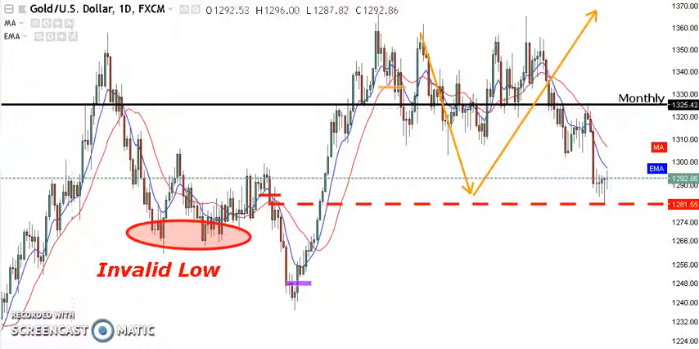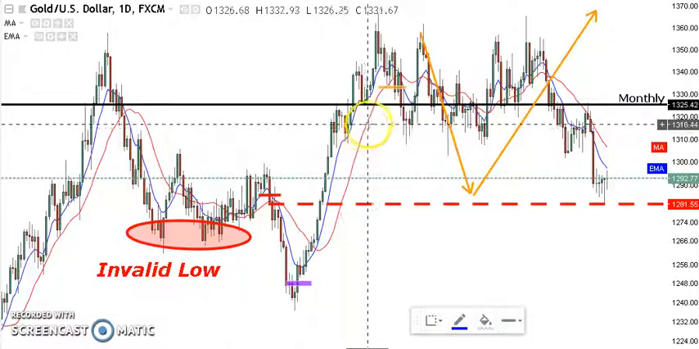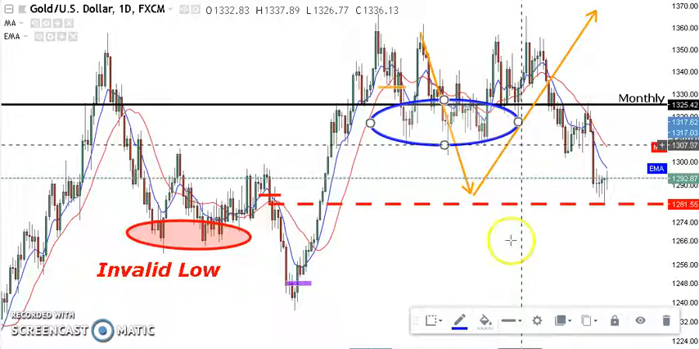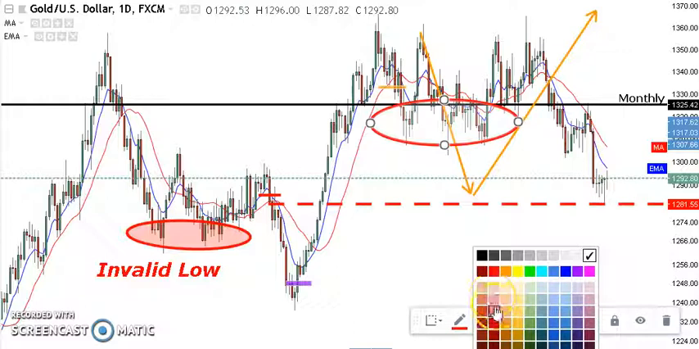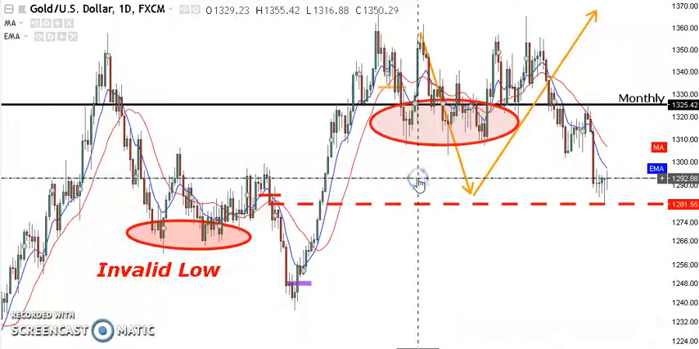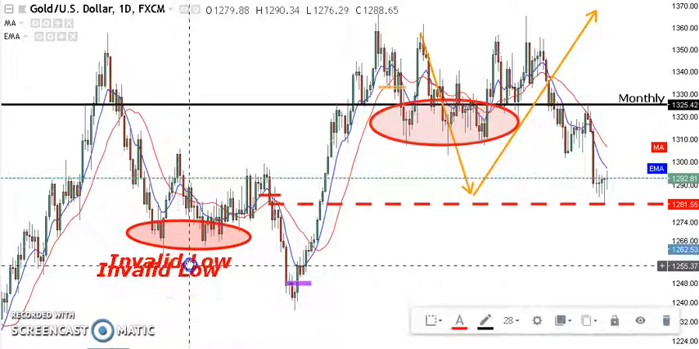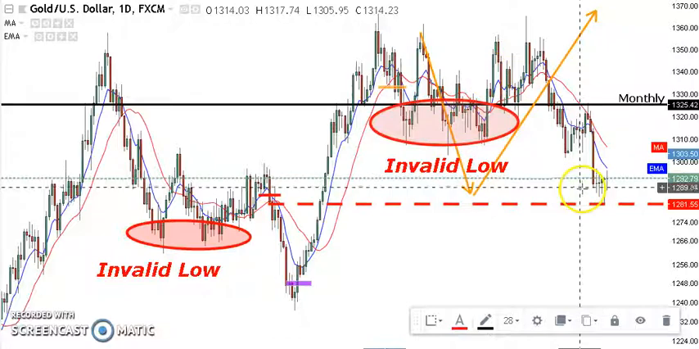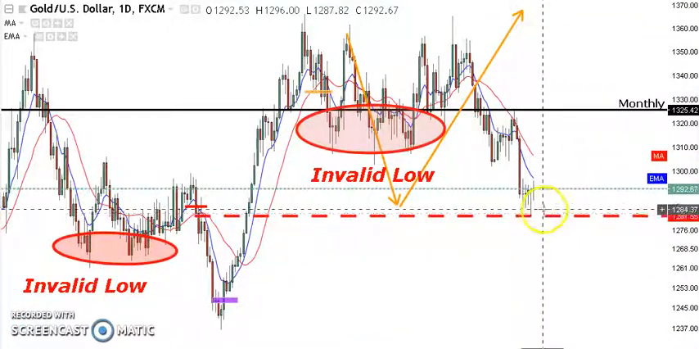This right here would be the exact same thing. False low, or invalid low. And right here is where I planned on having the true higher low come.